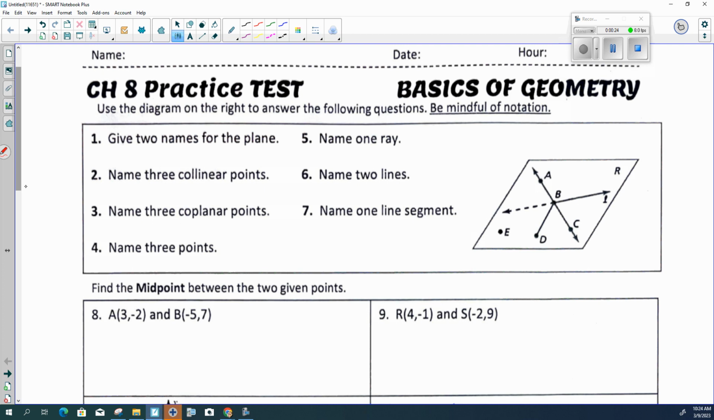It says, be mindful of notation. If it's a line, show me with your notation that it's a line. If it's a line segment, that's a different notation. A ray is a different notation.